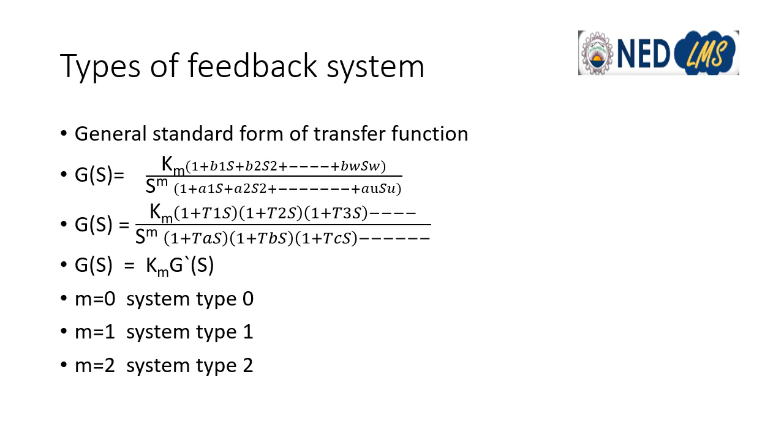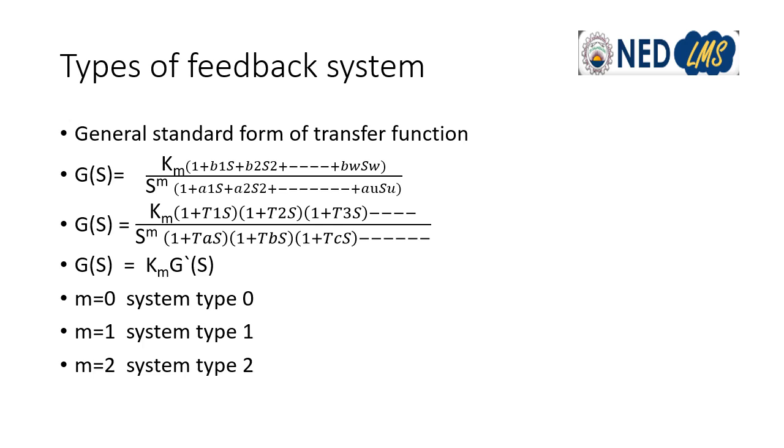This is actually the general standard form, and these are giving us the poles and zeros of the system. If we see carefully, the factors making up the polynomial of the numerator are the zeros, and in the denominator we have some poles. Or if we write it as G(s) equals K_m, the whole transfer function remaining, if we separate the gain, we can just call it G'(s).